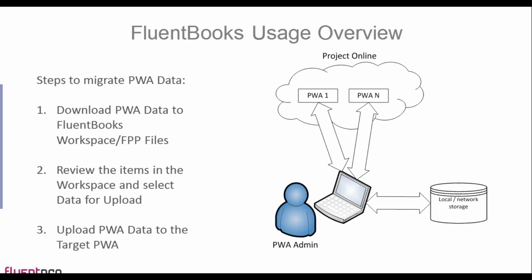So here's just another diagram. FluentBooks is used, as all of you know, for migration of data. In order to do that, just highlighting another important value of the tool, which involves downloading the data into a workspace. And this is of value because you can save this for future usage. The workspace in particular can actually store the configuration itself.